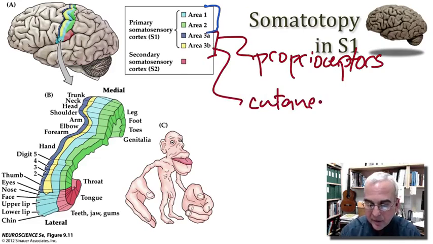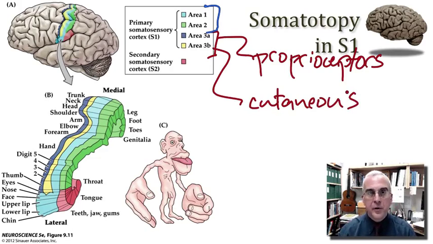So area 3B is more cutaneous, is going to be more concerned with light touch, for example, than the movements of our muscles and joints. Now, once we get into areas 1 and 2, we're encountering more complex aspects of somatic sensory processing.